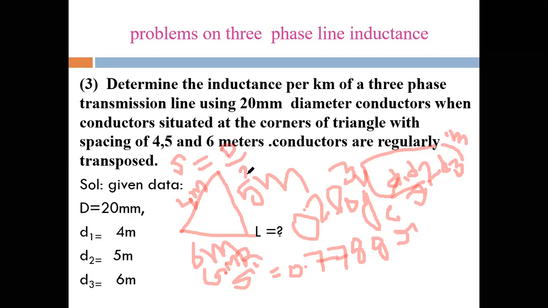The radius of that conductor is equal to D by 2, that is equal to 20 by 2, that is equal to 10 mm. That is the GMR, the geometrical mean radius. After that we calculate the loop inductance, that is L equal to 0.2 log e cubed root of D1, which is 4 meters, D2 is 5 meters and D3 is 6 meters, by R dash, that is 10.